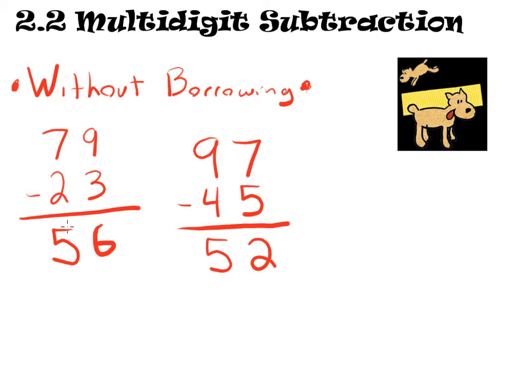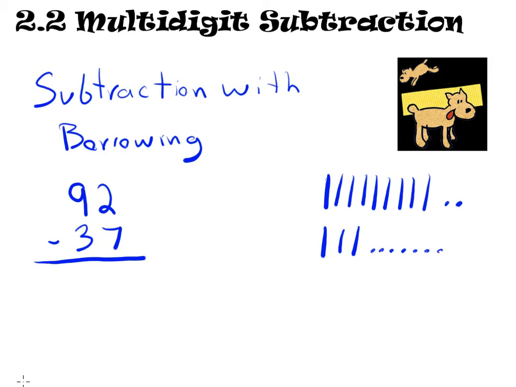Now we're going to move on to a little bit more difficult subtraction with borrowing. Okay, now we're going to look at subtraction with borrowing. So go ahead and copy this problem down onto your paper. 92 minus 37. Okay, so 92 minus 37.